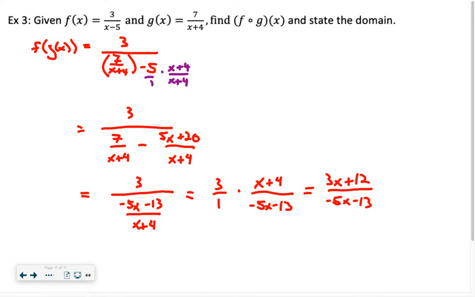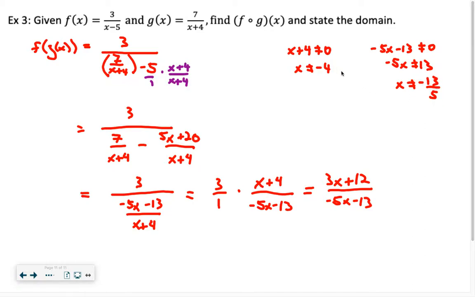Now, for the domain, the first thing we need to think about is the domain of the inside, right? In this case, the inside is g of x. So I want to look at the denominator here and say, well, what values would make that denominator equal to 0? That one is pretty easy, right? We would just get x cannot equal negative 4. And then I want to think about the denominator of my final composition. So we also want to say −5x − 13 cannot equal 0. Add the 13 over, divide by negative 5, and we'll get that x cannot equal negative 13 fifths.